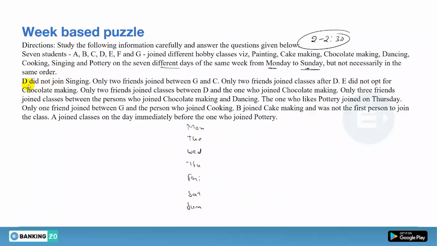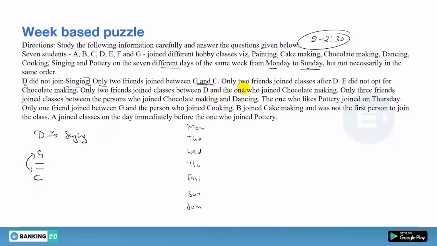So first thing, D did not join singing. Can you place it in the table? No. So first of all we note D, and D does not join singing. Now, only 2 friends join between G and C. So between G and C there must be 2 persons, but we don't know the placement of G and C, whether G is before or after. So you can't place it in the table; you just have to note the information: between G and C there are 2 persons, but we don't know who is before and who is after whom.